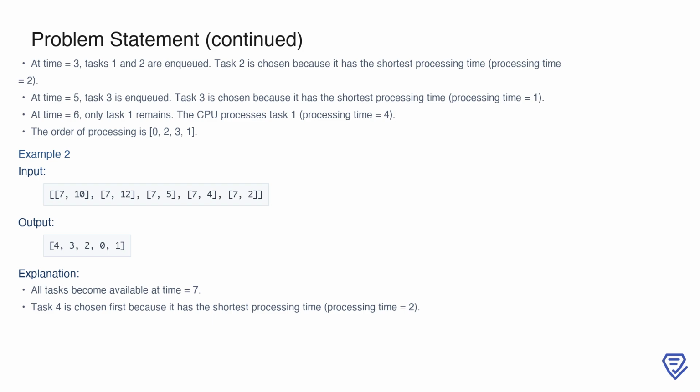At this point, task 3 becomes available, and since it has the shortest processing time of 1 unit, it is selected next. The CPU processes task 3 and completes it by time 6. Now, only task 1 remains, and the CPU processes it last. Task 1 takes 4 units of time, so it finishes at time 10. The processing order, therefore, is 0, 2, 3, 1.